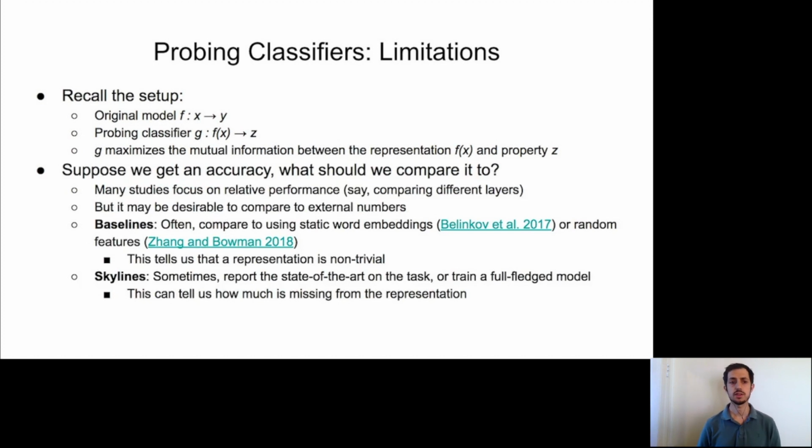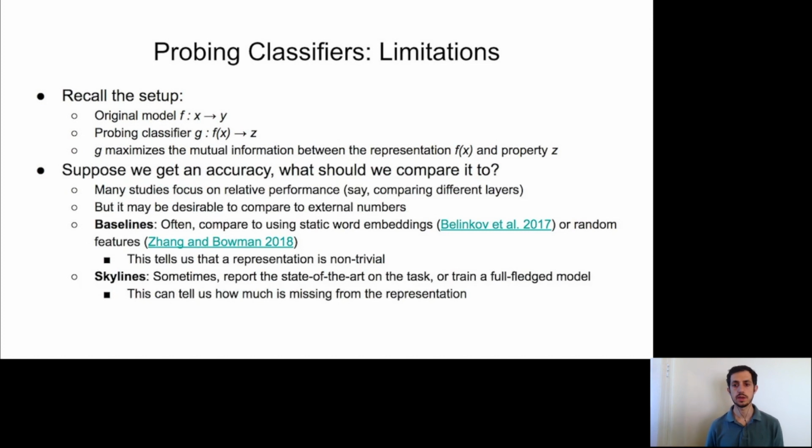So what are some baselines and skylines? A common baseline is to compare the performance of this classifier trained on a representation to a similar classifier trained on static word embeddings. So if we want to study the morphological representations in a machine translation model, which knows something about context, we might compare the accuracy of the classifier to one that we get from training a classifier on static word embeddings coming from GloVe or Word2vec or whatnot.